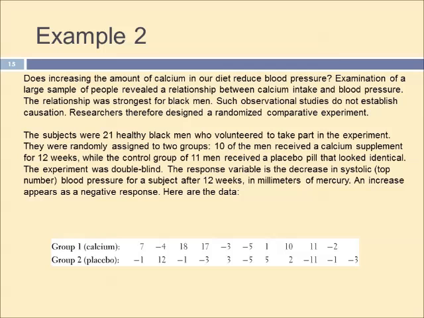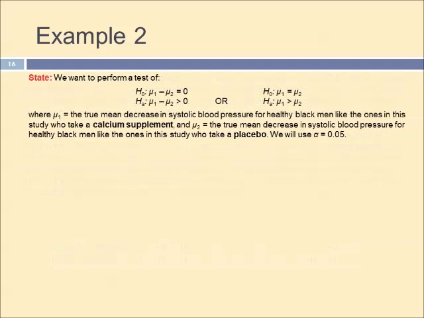So for the two groups, here are the data, the differences between the before and the after. We want to perform a test of the following hypotheses. The null hypothesis, that the difference between the two population means, that is the calcium supplement and the placebo, is 0. So essentially we're saying that they're the same. Or the alternative, that the difference between the two population means is greater than 0. Essentially we're saying that mu1, the calcium supplement group, is larger than the placebo group. In this case, we'll use an alpha level of 0.05.